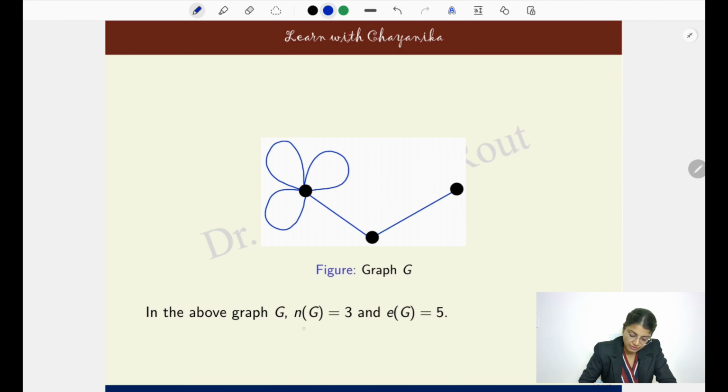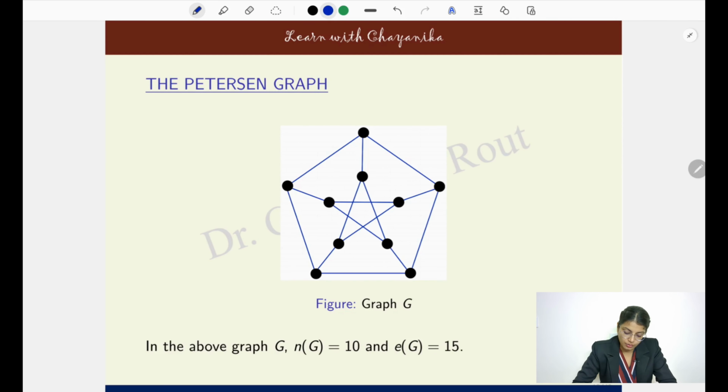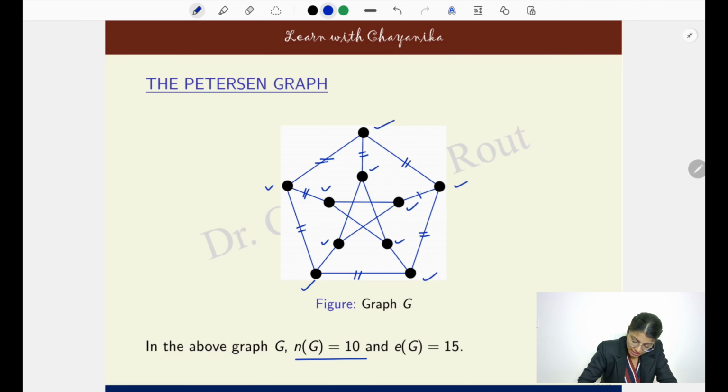Here we have 3 vertices, so the order of the graph is 3 and the number of edges 1, 2, 3, 4, 5. So size is 5. Now in this particular graph, if we count the number of vertices very carefully, we will find there are 1, 2, 3, 4, 5, 6, 7, 8, 9, 10 vertices. So the order of the graph is 10 and the number of edges, counted very carefully, we have 1, 2, 3, 4, 5, 6, 7, 8, 9, 10, 11, 12, 13, 14 and 15. So there are 15 edges in total, makes the size of the graph 15.